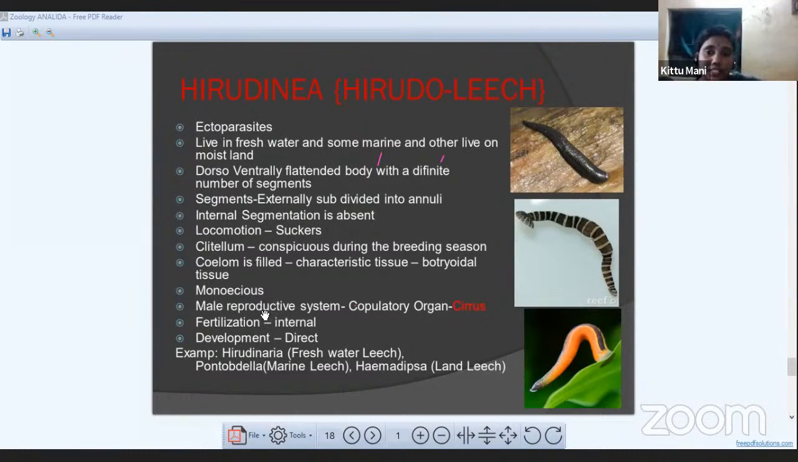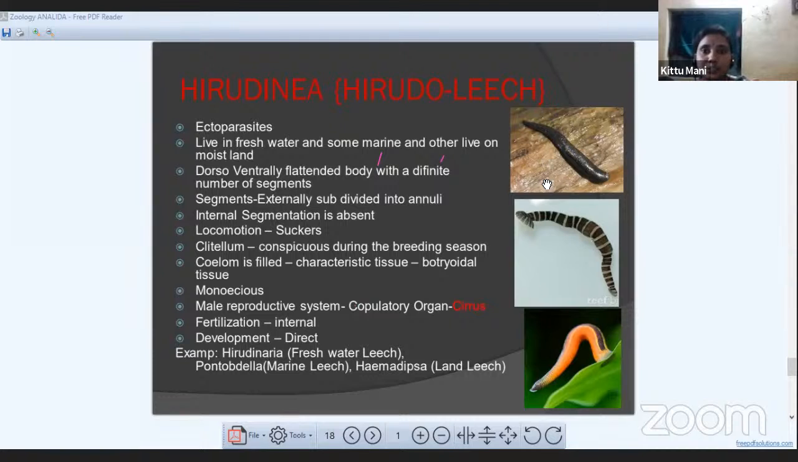Monoecious means what, students? We already discussed. And they have a male reproductive system with a copulatory organ. The male organ is used when they meet sexually for copulation. And fertilization is internal, meaning inside the body. Development is direct, meaning they do not show any larval forms.